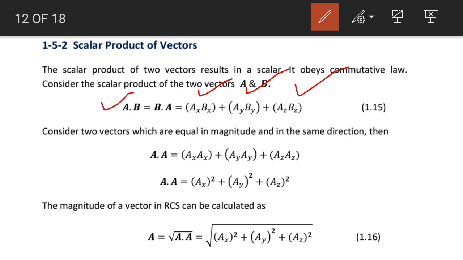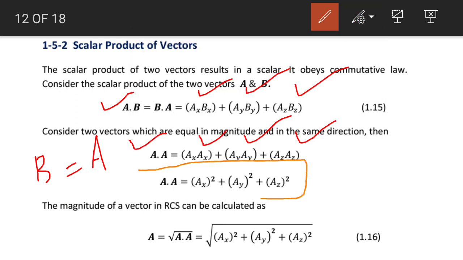Let us consider two vectors which are equal in magnitude and are in the same direction. Let us consider that b is equal to a. So if b is equal to a, then a dot b will be equal to a dot a, and a dot a will be equal to ax into ax plus ay into ay plus az into az. So this a dot a will be equal to ax square plus ay square plus az square.